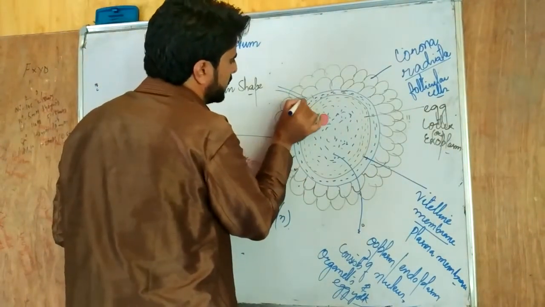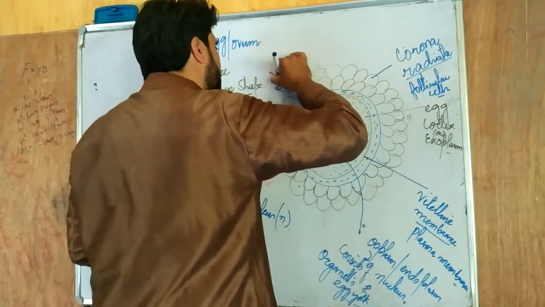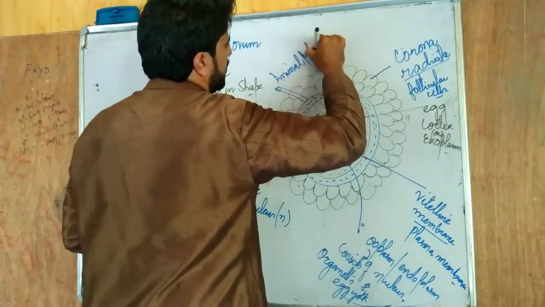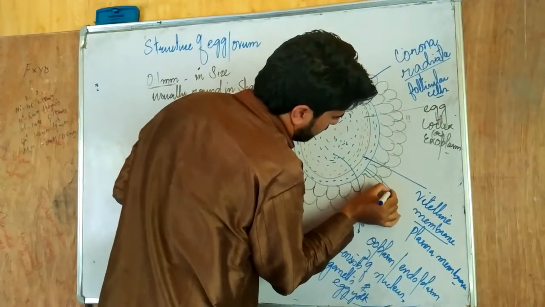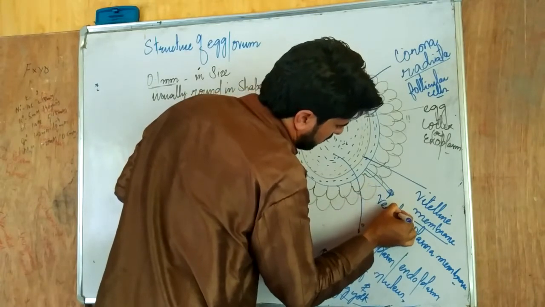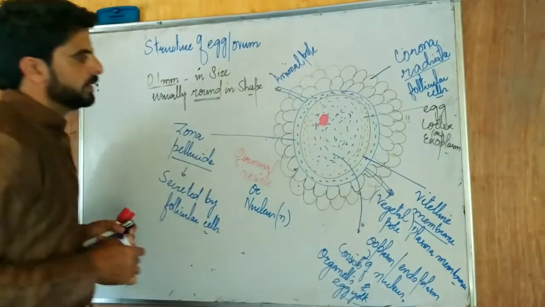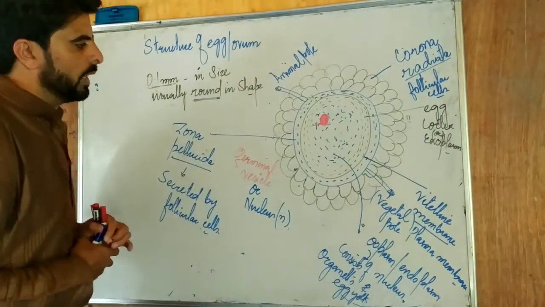This egg also consists of regions, poles. We call one pole the animal pole, and opposite to it we have one more pole, known as the vegetal pole. We'll see the functions of these after we study fertilization. These are the important structures which you have to keep in mind.